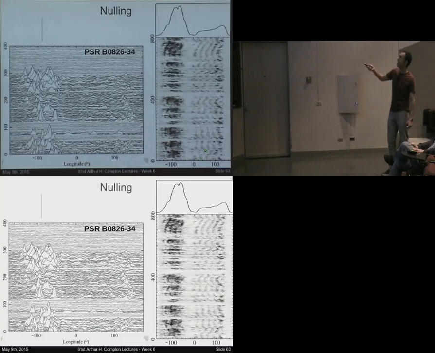Yet when you average it all up, you get this shape. And this shape, as I said, is pretty stable. Over many rotations, if you average it up, it seems like this. But if you look at the individual behavior, well, let's call this drifting subpulses. People call this drifting subpulses, and that is a thing, that some features seem pretty stable, and other features seem to wiggle around.